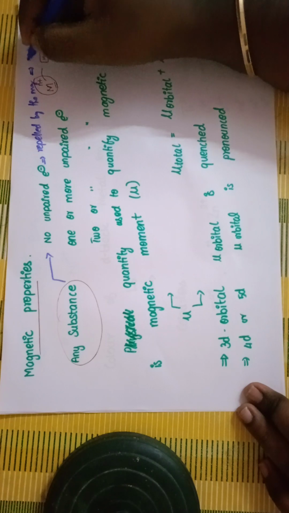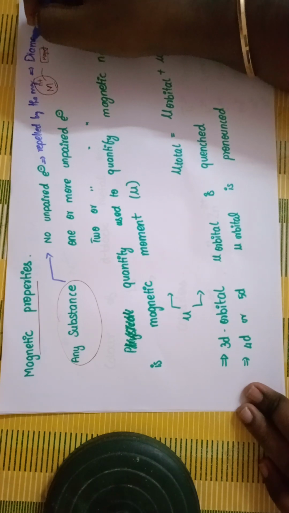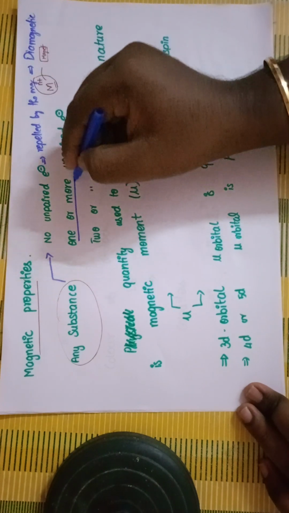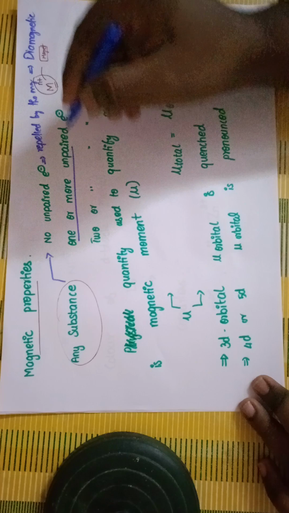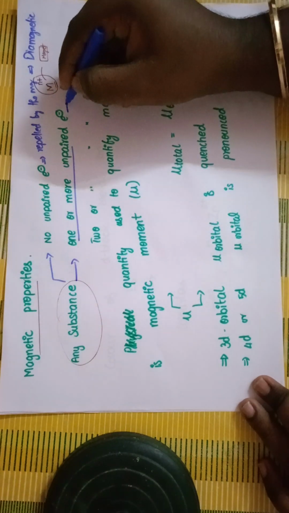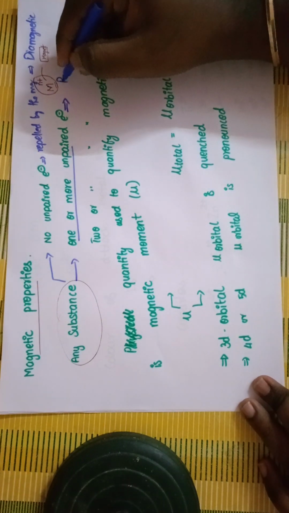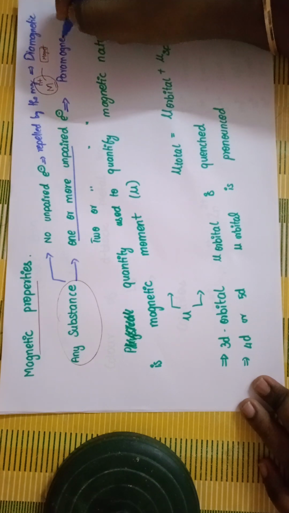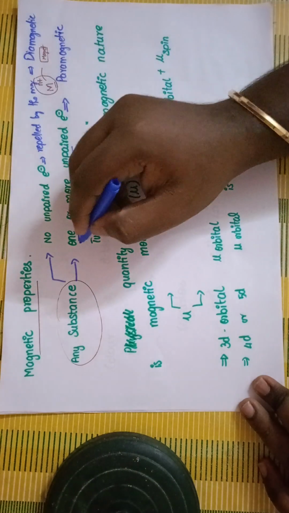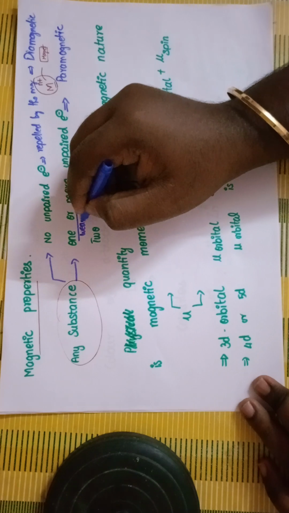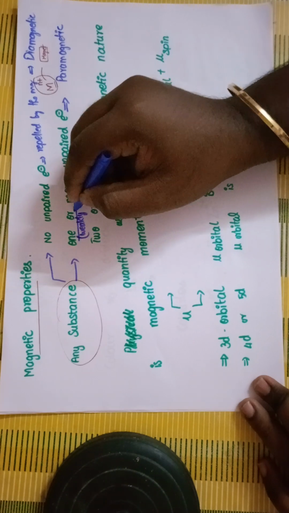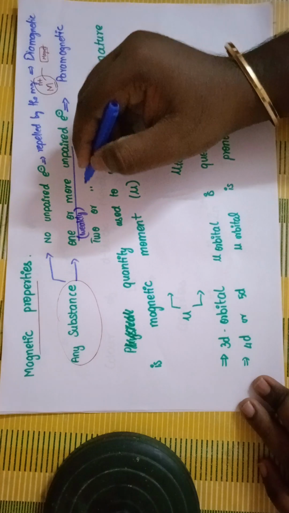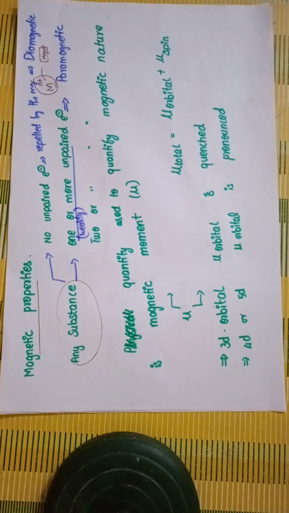Will be called as diamagnetic. One or more unpaired electrons, depending on the case, will be attracted by the magnet, but the attractive force existing between the substance and the magnet is very small, so it is weakly attracted by the magnet. The substances which are weakly attracted by the magnet will be called paramagnetic.